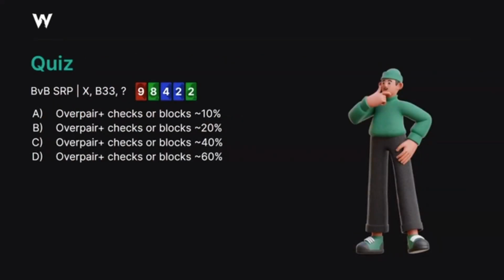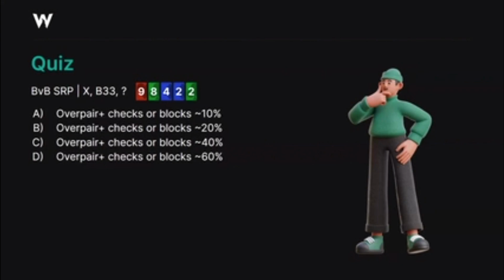The board is this one, 984 rainbow, 2, 2, and it's a blind versus blind single raise spot. The flop goes check, check, and then we're going to bet a third on the turn out of position. We get called, and then on river, it's a question mark about what we're going to do. So let me pull the vote. So with overpair plus, are we going to check or block 10% of the time, 20% of the time, 40% of the time, or 60% of the time?